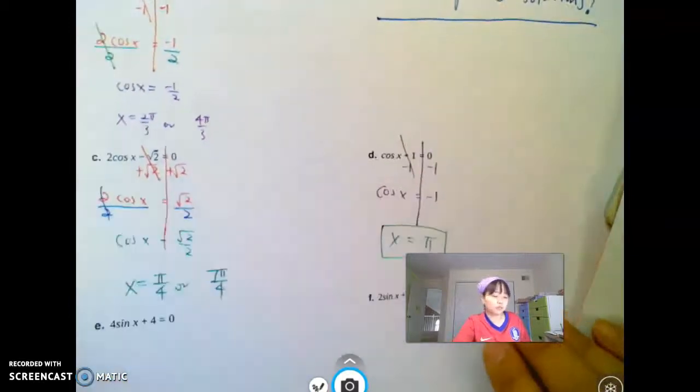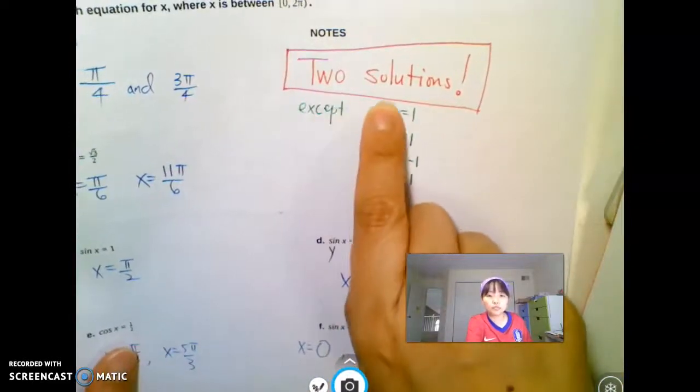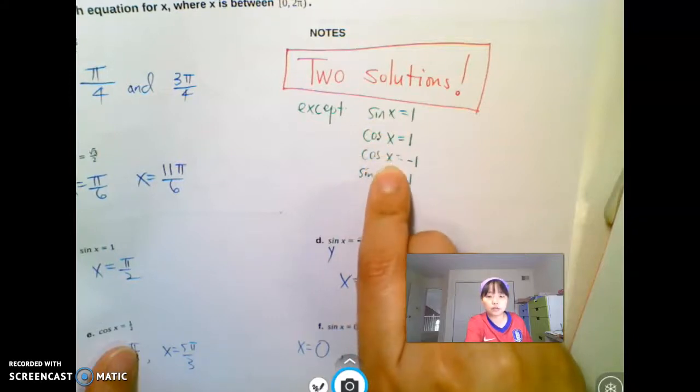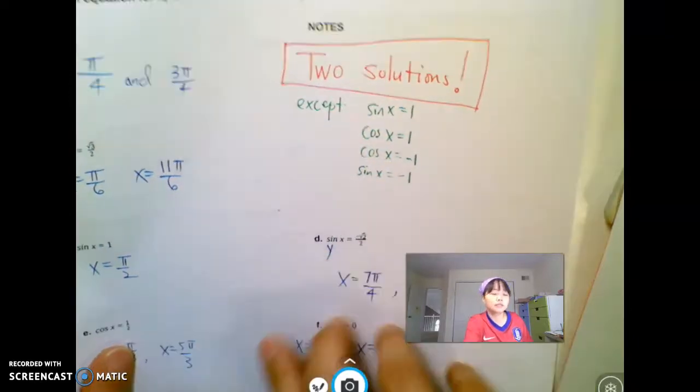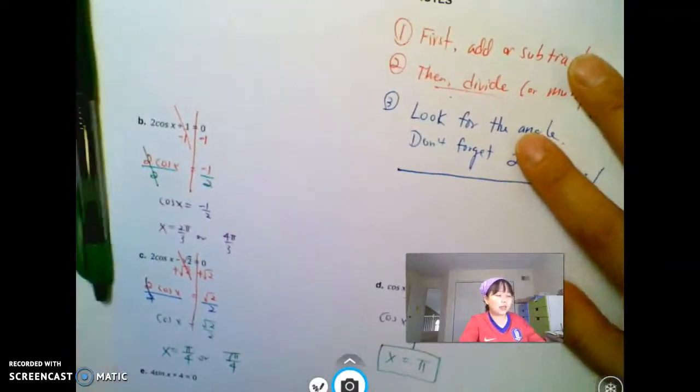Remember the other section? I added that extra part. We always have 2 solutions except sine x = 1, cosine x = 1, cosine x = negative 1, sine x = negative 1. So except for ones and negative ones, you always have two solutions, including zeros. That's kind of why I skipped A in the beginning.